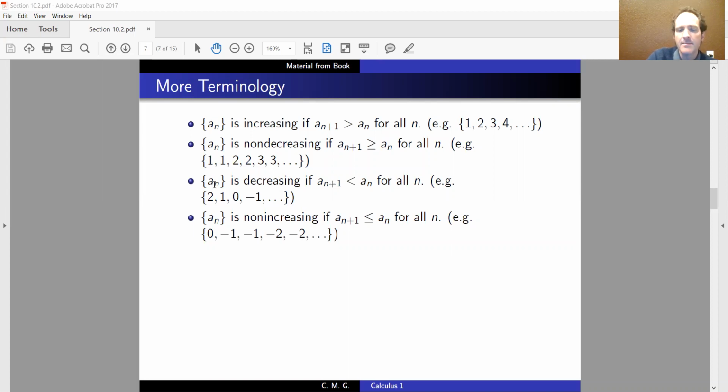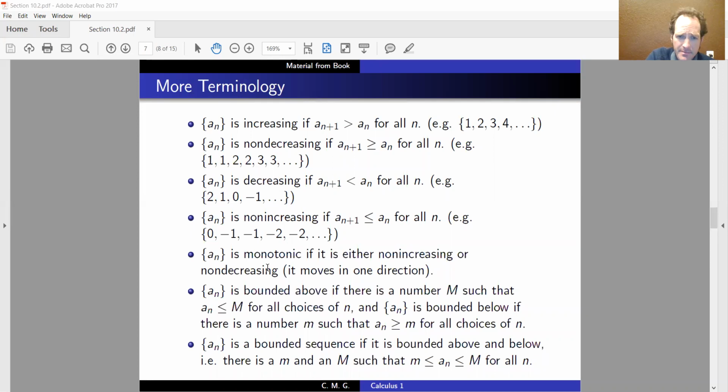It is decreasing if it's going down for all n. So it's 2, 1, 0, -1, -2, -3, and so on. It is non-increasing if it's at least going down or staying the same. So it's going to be 0, 1, -1, -1, -2, -2, -3, -3, and so on. And so that would be a non-increasing sequence.